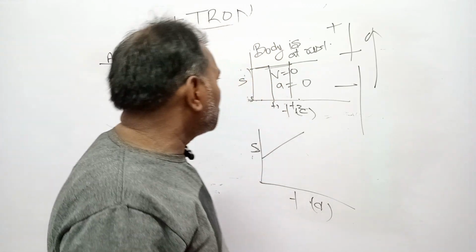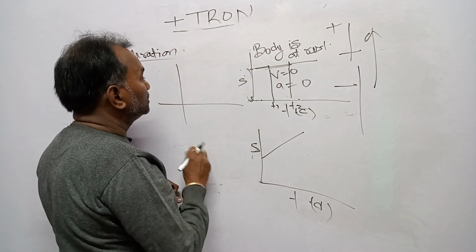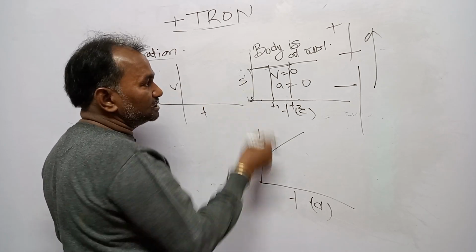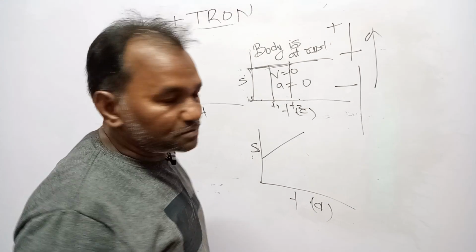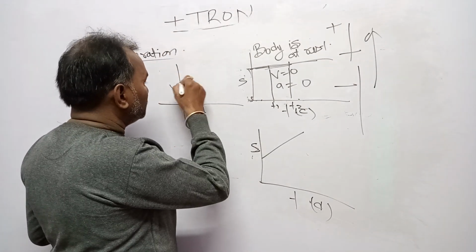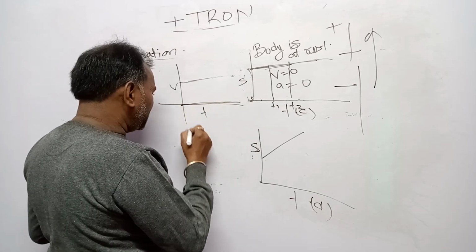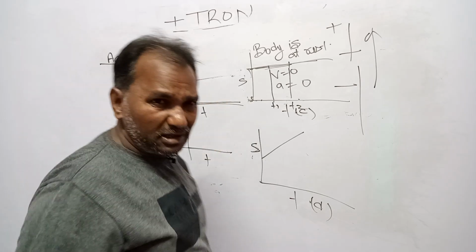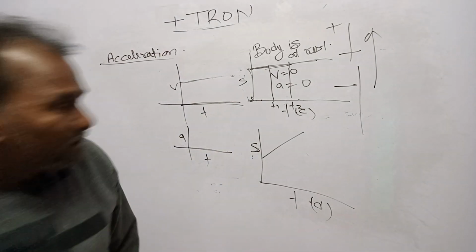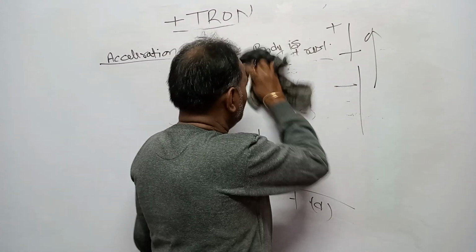So if you have to draw, according to this, the velocity-time and acceleration-time graphs following this graph between displacement and time, the velocity-time graph will be like this, and even the acceleration-time graph will be like this, because both are 0. Is it clear?